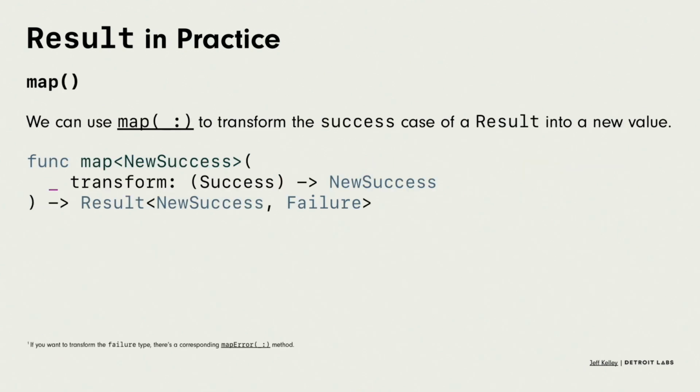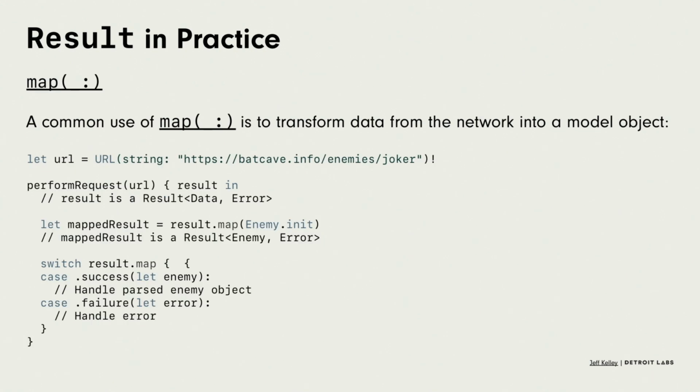And we'll take this a step further. A lot of the time, we'll use map. So here, map takes a transform that turns this success type into a new success type. And we can chain that in here with that existing Result. So if we have a Result, we will parse that data, and if there was an error, it will just pass straight through. Now, that gets you pretty far in Swift error handling.